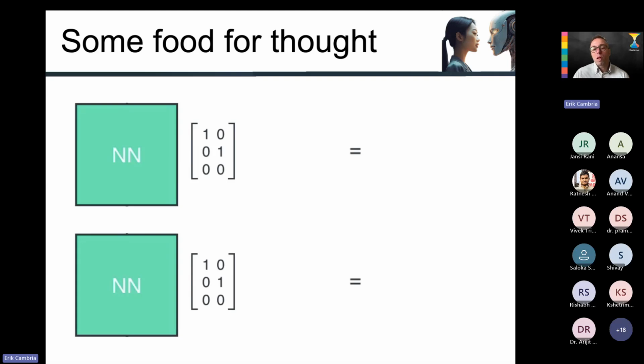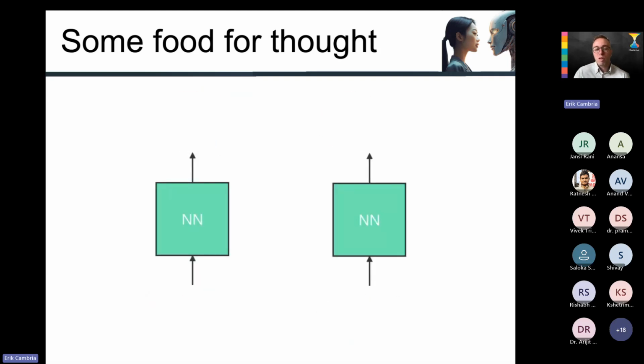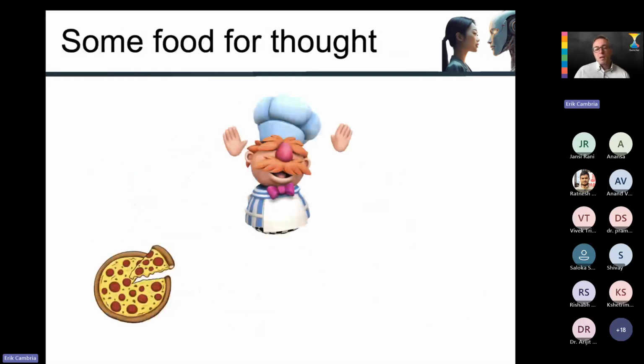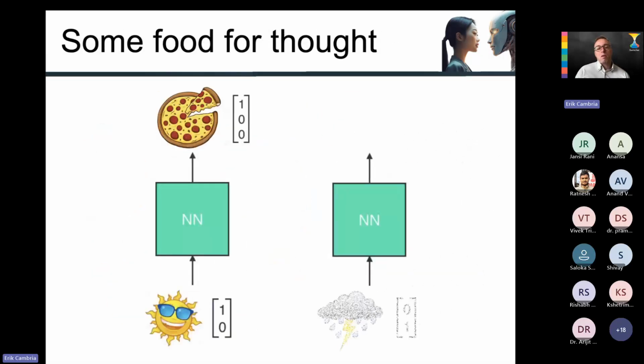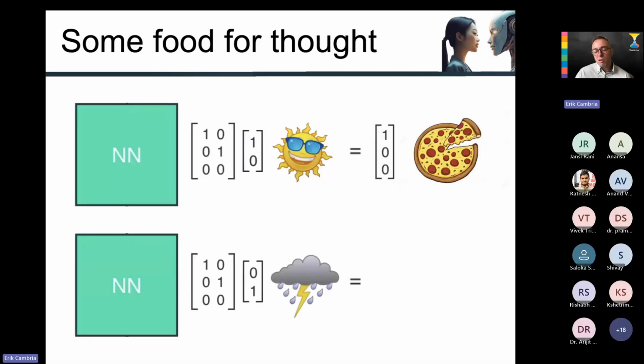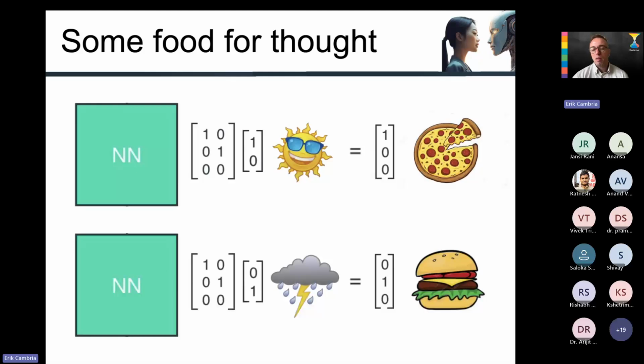But ultimately, what's going to happen inside is that I'm just going to do a multiplication of matrices. So if this is my neural network, which is this matrix that we've seen in the beginning, then I just multiply the neural network model by the sun vector 1, 0, and what I get is 1, 0, 0, which is pizza, and the opposite to get burger. So this is a very simple example. Of course, the neural network is going to be much more complicated than this, but it is very important for 3 reasons.